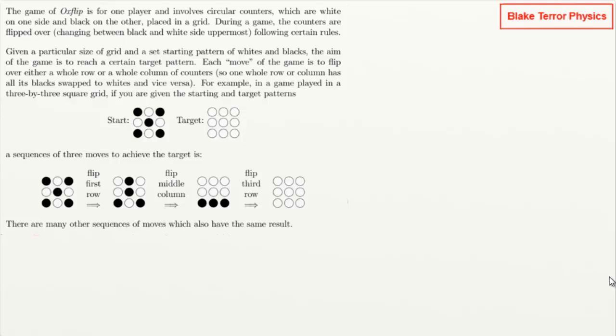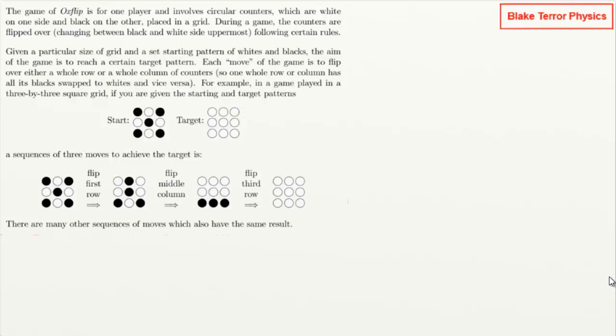Hello, this is question 7 from the Spec A MAT paper that they issued in 2009. The game of Oxflip is for one player. It involves circular counters which are white on one side, black on the other, placed in the grid. During a game, the counters are flipped over, changing between black and white, following certain rules. Given a particular size of grid and a set starting pattern of whites and blacks, the aim of the game is to reach a certain pattern.